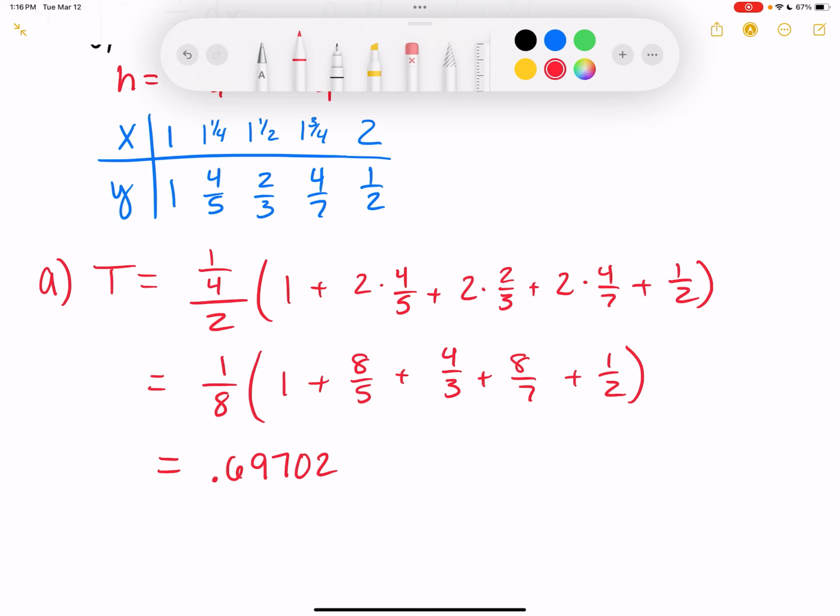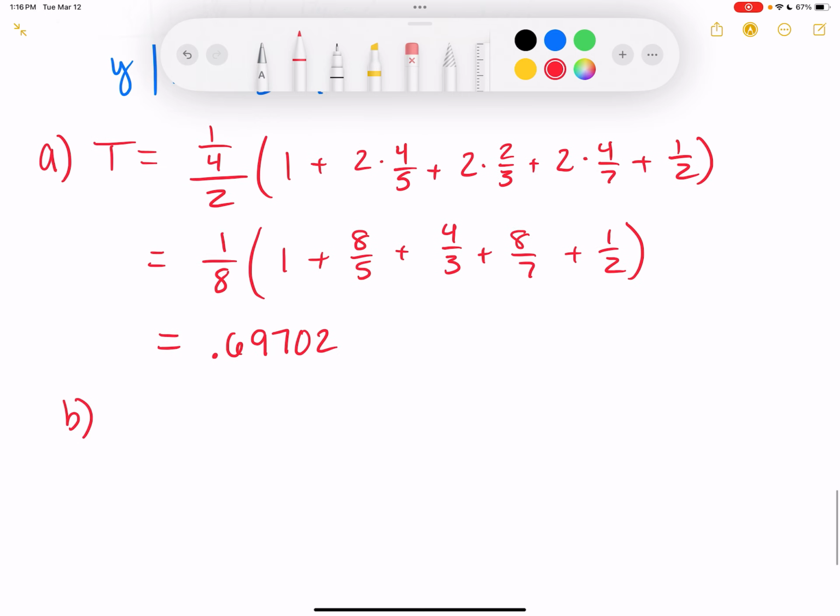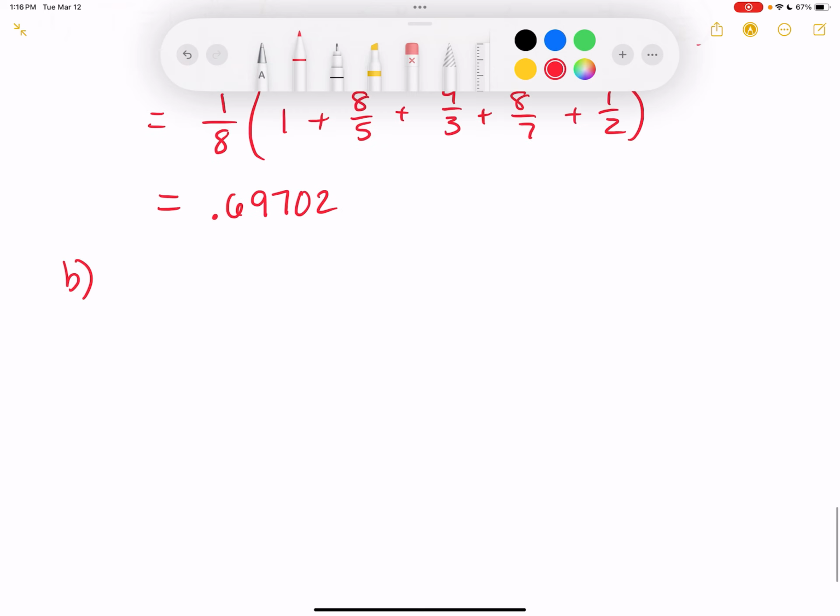I will probably on the quiz or the test tell you to pick, just tell me if it's an over or underestimate, based on whether you want to use concavity or the other thing and check and see what it is. But we'll skip that for a moment and do finding the actual integral. So from 1 to 2 of 1 over x dx.